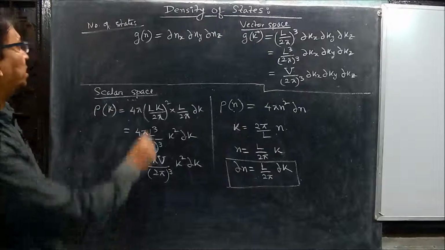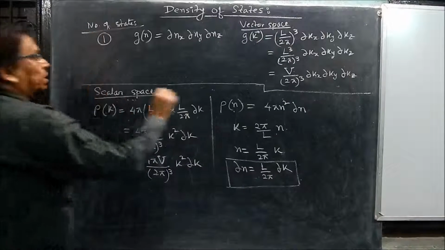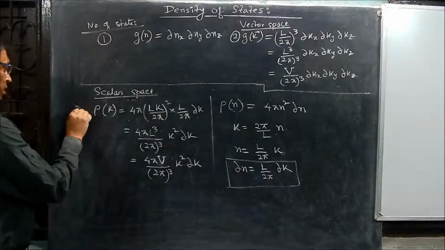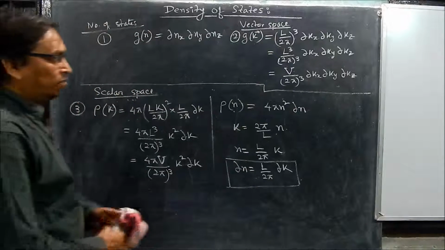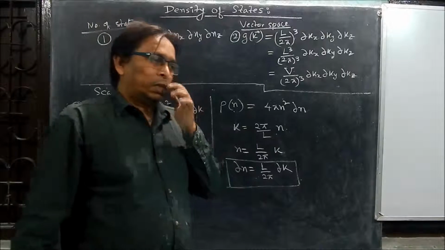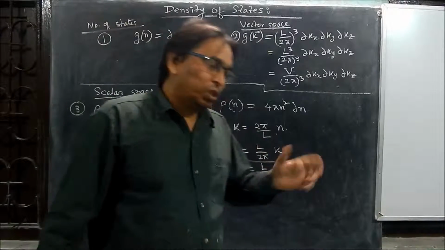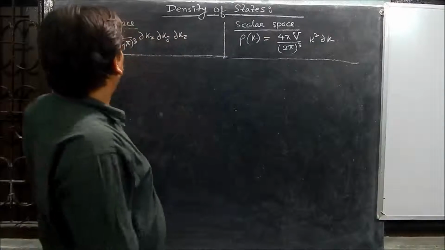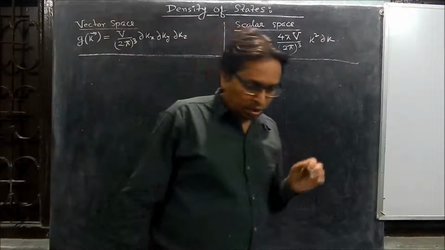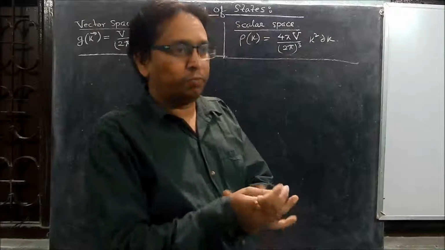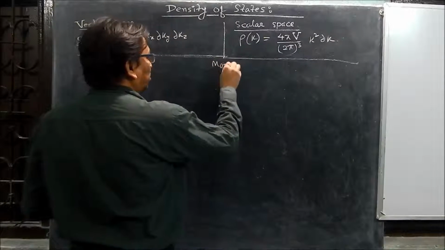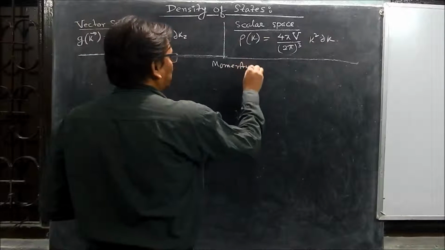Now we have learned three things. One is the number of states, number two is the vector space, and number three is the scalar space. After this we will discuss both the scalar and vector space of momentum and velocity. So after doing vector space and scalar space, now we will do the momentum.